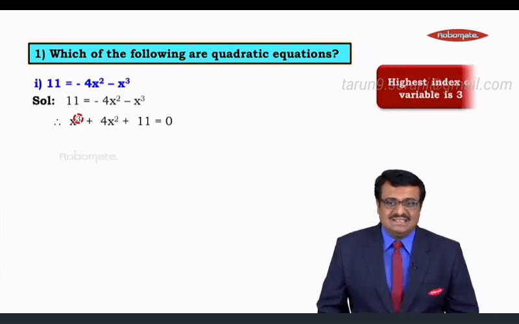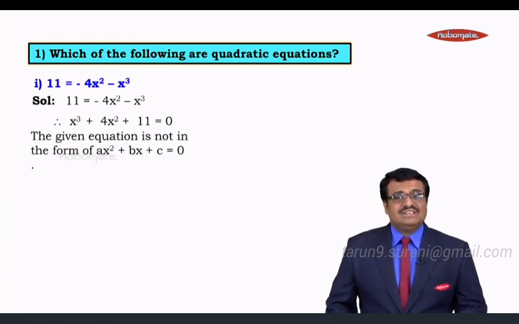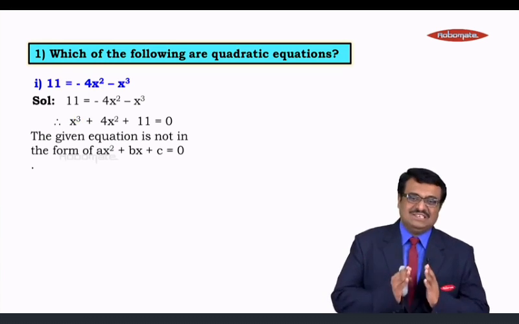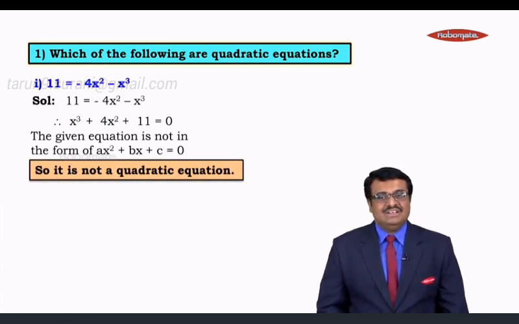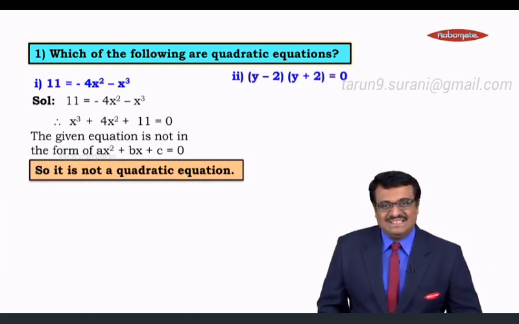So how will we write the answer? The highest index of the variable is 3, we understood. The given equation is not in the form of ax square plus bx plus c is equal to 0. So it is not a quadratic equation, right? Let us take up the second sum.